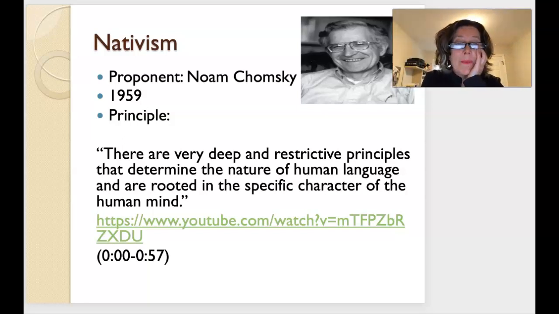So this is Noam Chomsky. He's kind of the main dude behind nativism. He was born in 1928 and he's still alive. His nativism really got its grounding in 1959. And again, the principle is there are very deep and restrictive principles that determine the nature of human language and are rooted in the specific character of the human mind. It's all about what's up in here.